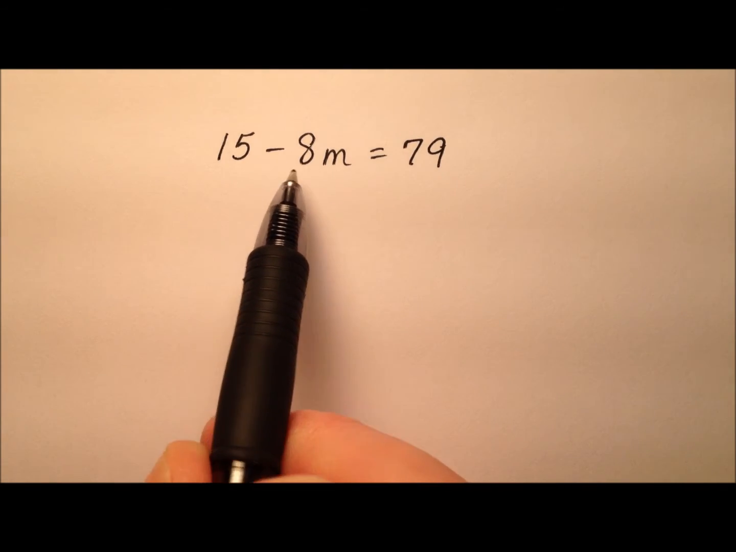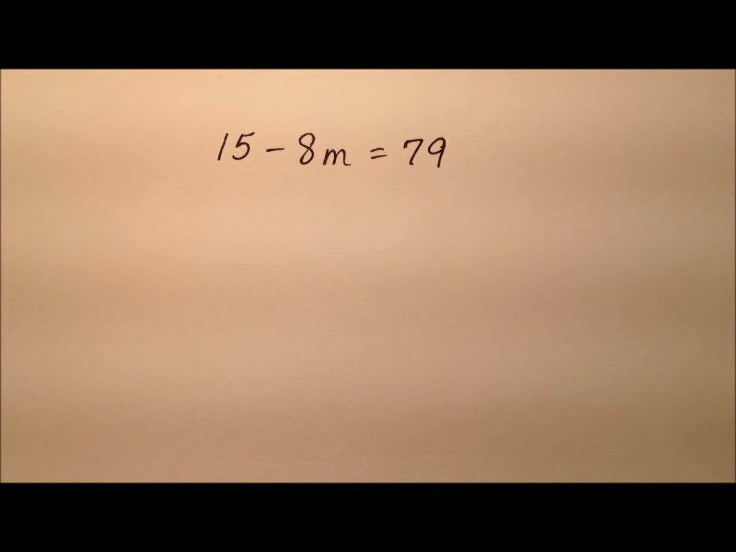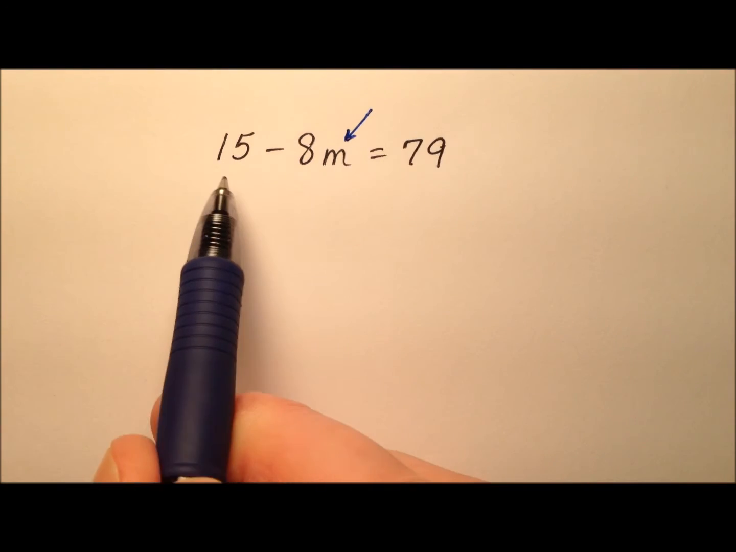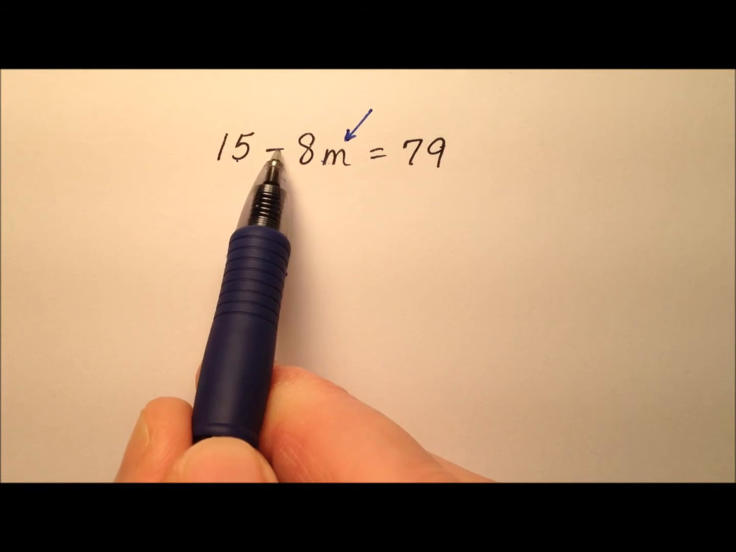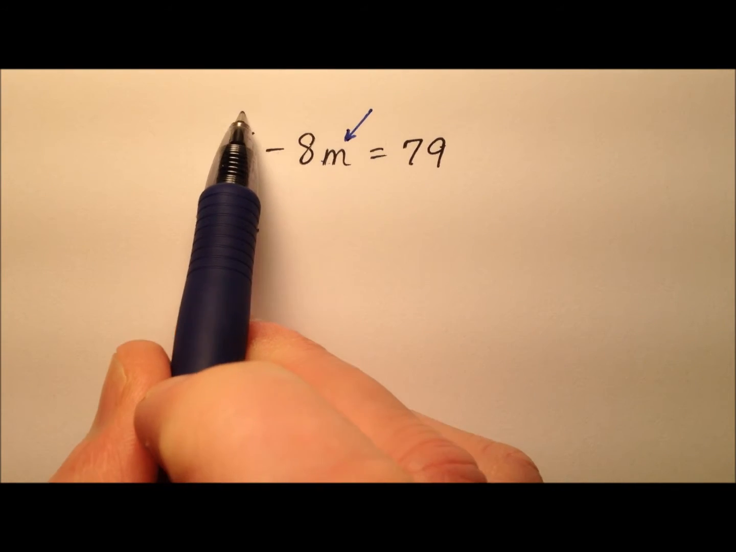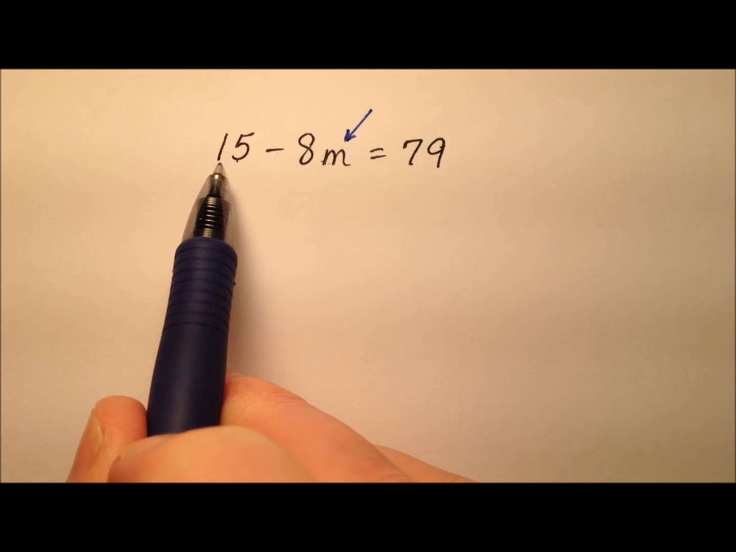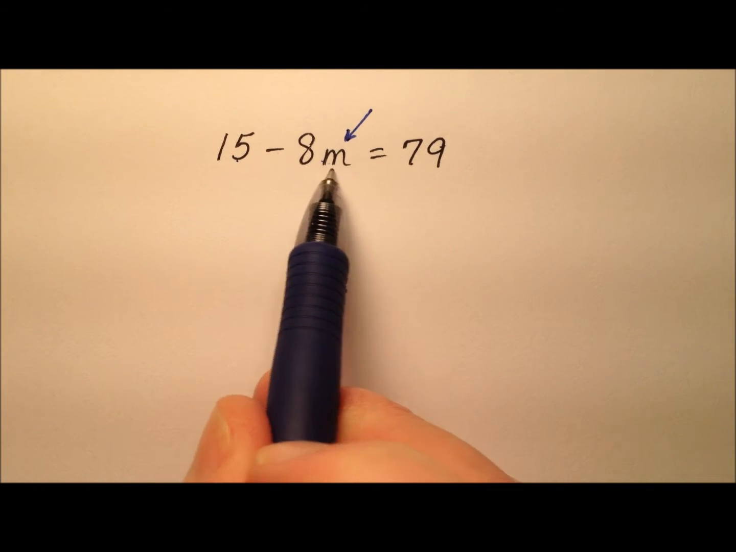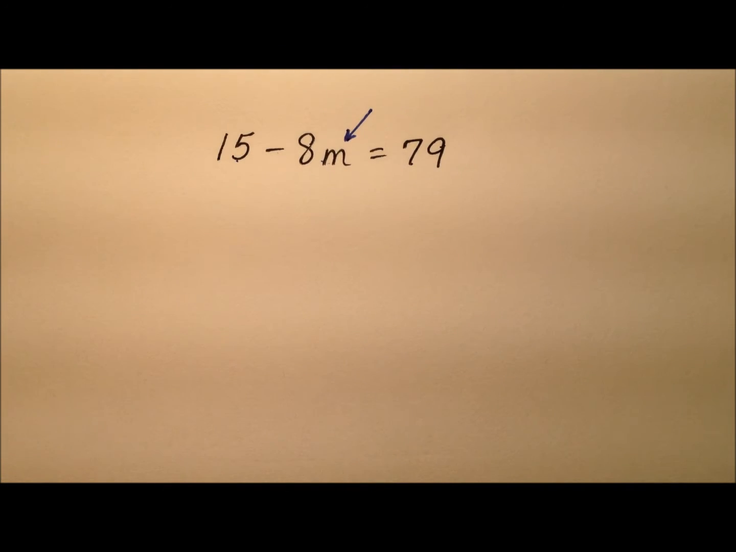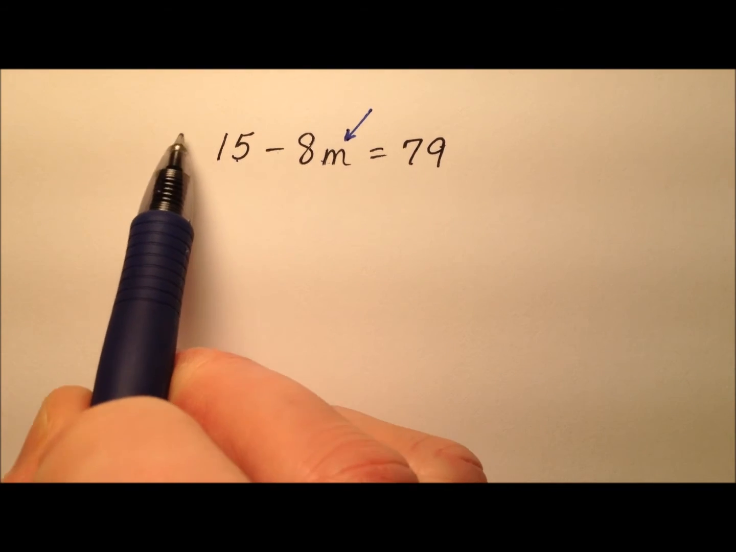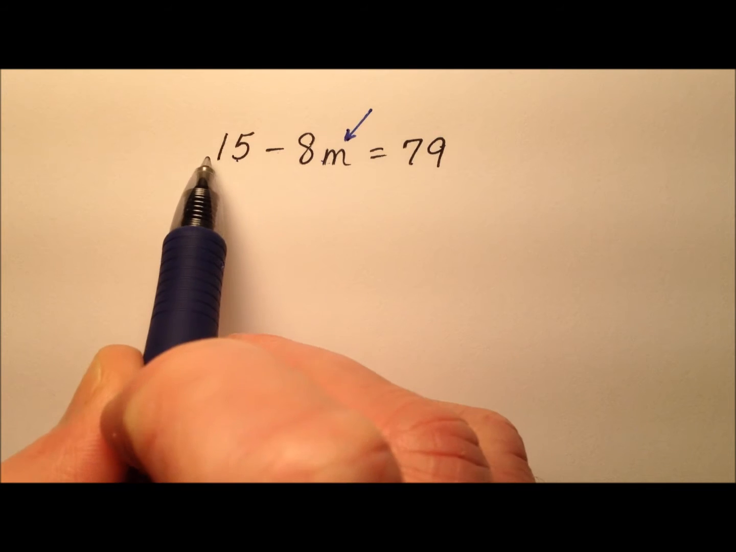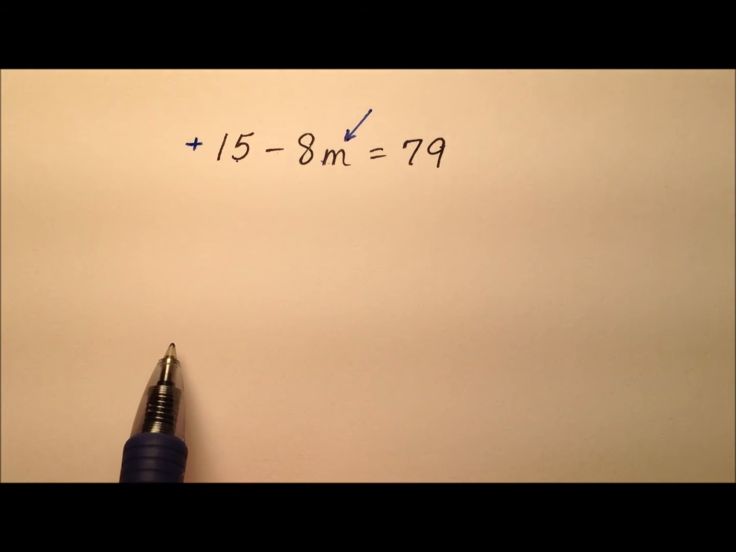Well, okay. In an effort to get this m all by itself, let's start by looking at the two terms we have over here. We have this 15, and we're subtracting the 8m. Let's get rid of this 15 term first in an effort to get this m kind of by itself. Right now this 15 is positive. There's no sign in front of it saying it's negative, so I understand it to be positive.